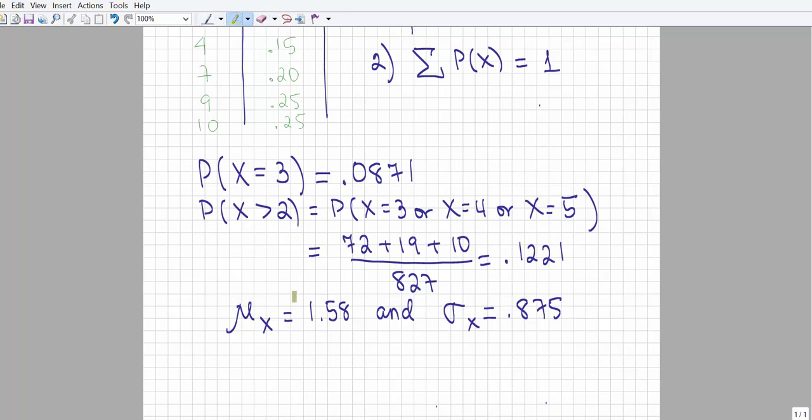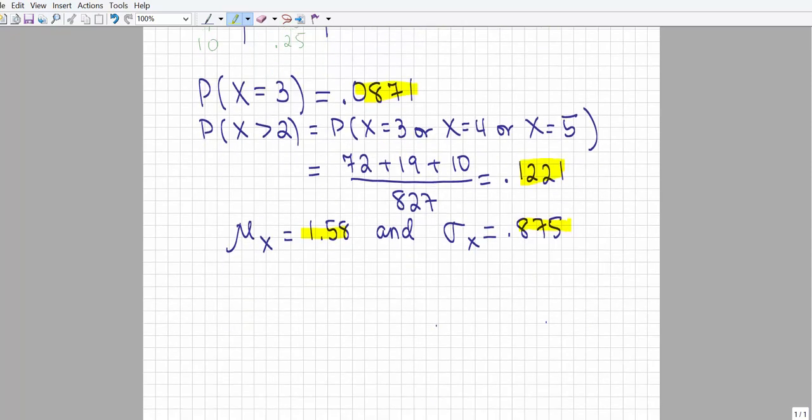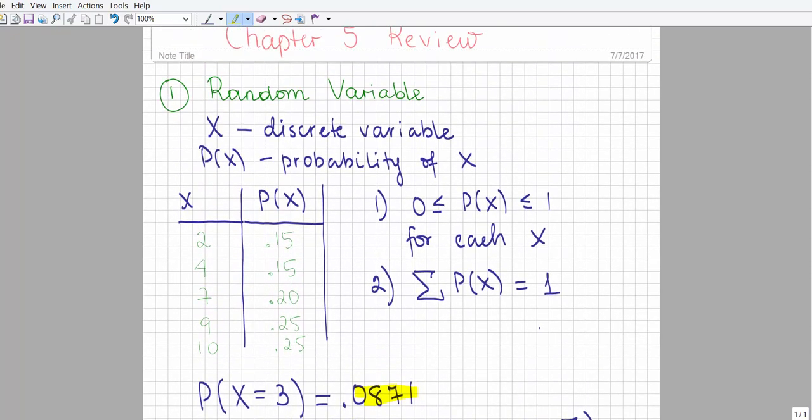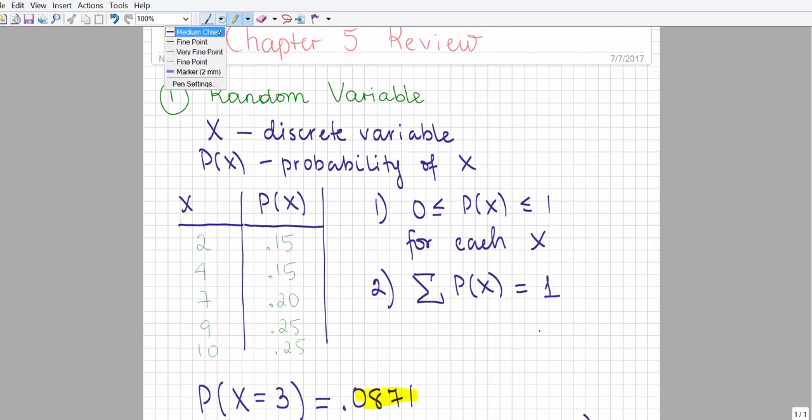So what are these probabilities? Okay, so my mean, standard deviation, this one right here, and these are your answers. All right, so that's basically it for this first section. Okay, discrete random variable.